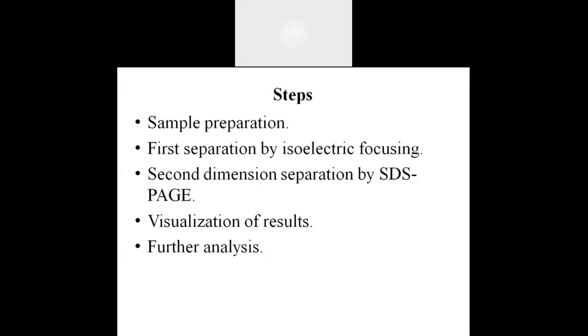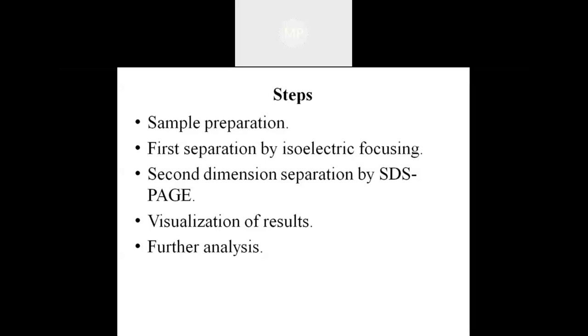The first step is sample preparation. In sample preparation, the sample needs to be converted to a physiochemical state, and the procedures of sample preparation depend on the sample type. The next step is separation by isoelectric focusing. I already explained how the protein mixture is loaded in the pH gradient and how it migrates. The second is SDS-PAGE, in which the proteins get separated according to their mass. The next step is the visualization of results.